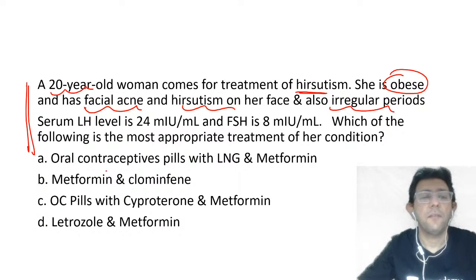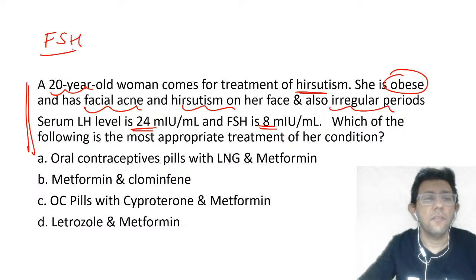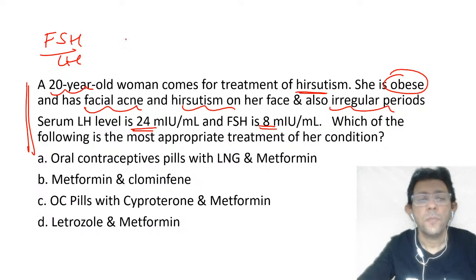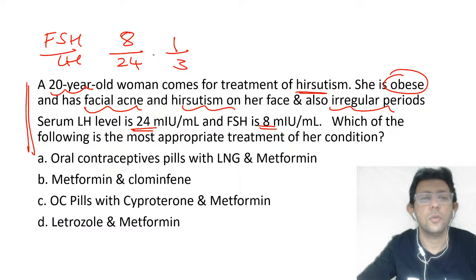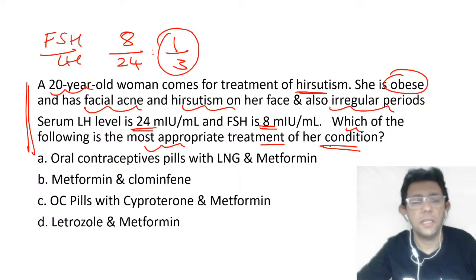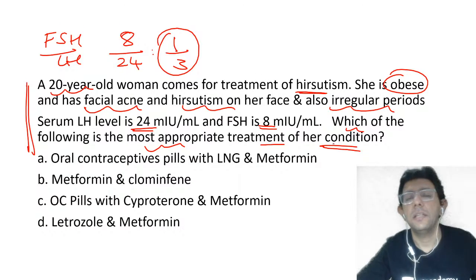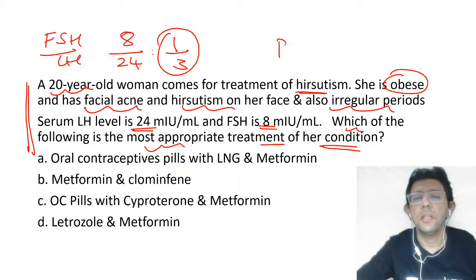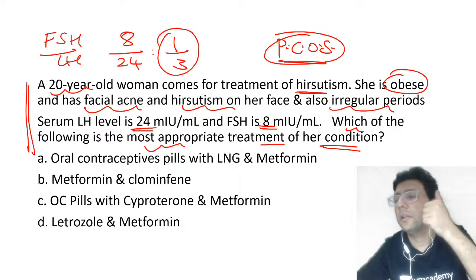And what has been told to us? LH is 24, FSH 8. So what is the FSH to LH ratio? It is 8 divided by 24, 1 is to 3 is the ratio. Simple mathematics. And which of the following is the most appropriate treatment for her condition? Yes, anybody? A, B, C, D.